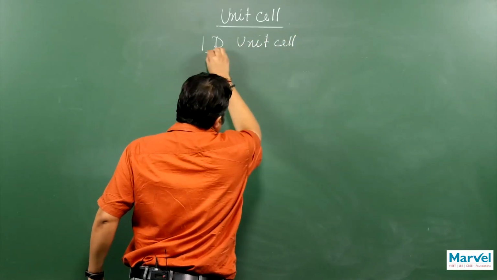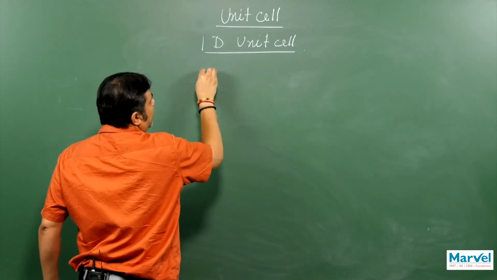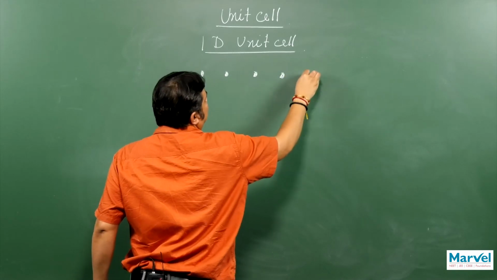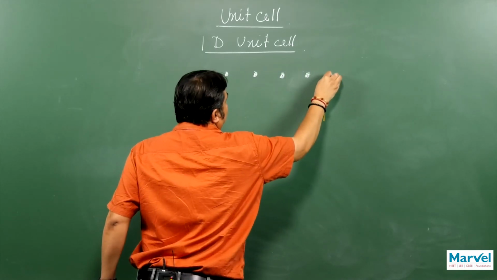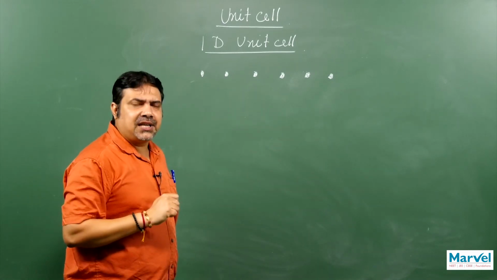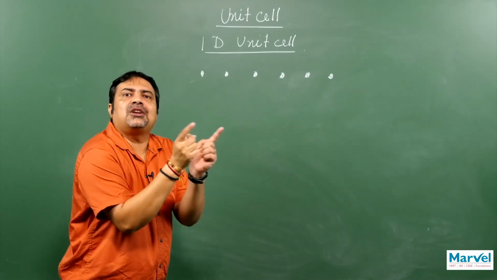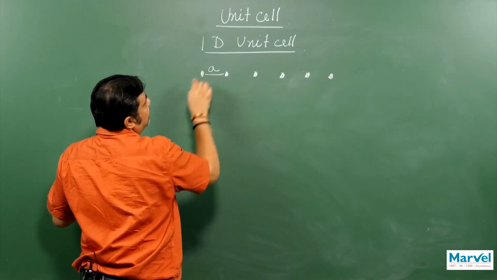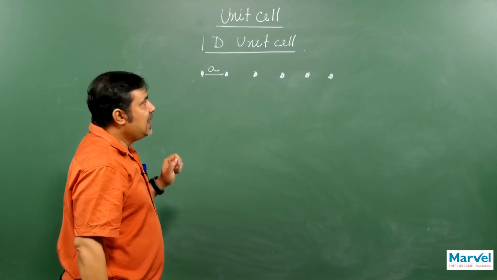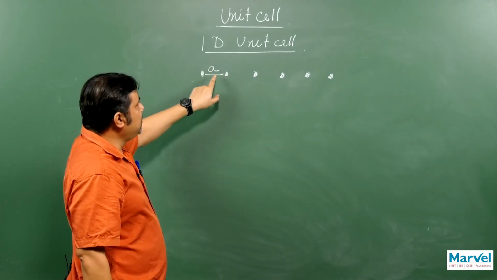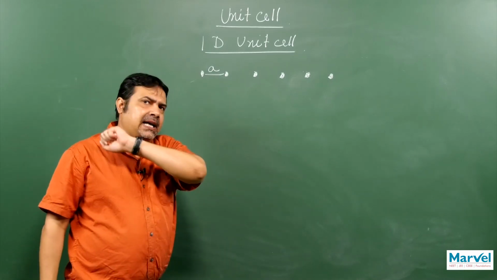Suppose only one layer of arrangement of atoms will be there like that. So to measure this one-dimensional unit cell, only one type of parameter is required. That means the distance between the two atoms. I am calling that parameter A, the distance between the two atoms. That means in a one-dimensional unit cell, you need only one parameter.